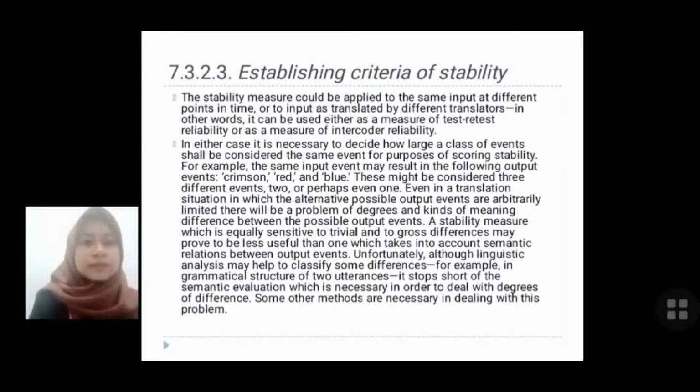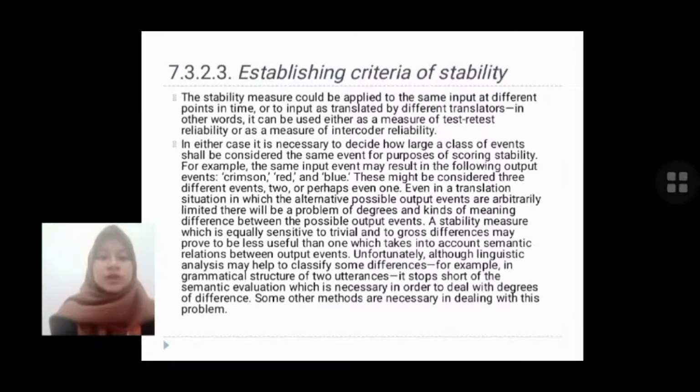Establishing criteria of stability. The stability measure could be applied to the same input at different points in time, or to input as translated by different translators. In other words, it can be used either as a measure of test-retest reliability or as a measure of intercoder reliability. In either case, it is necessary to decide how large a class of events shall be considered the same event for purposes of scoring stability.